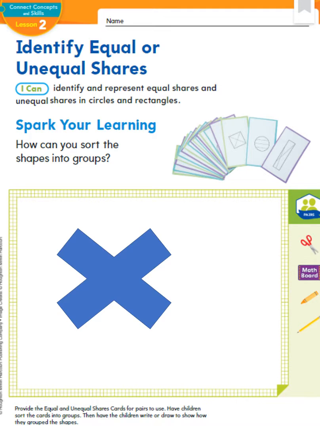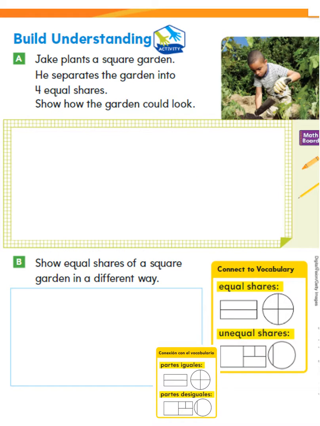Go on to the next page. All right, let's work together to build your understanding. I'm going to read A. Jake plants a square garden. He separates the garden into 4 equal shares. Show how the garden could look. Now the key part here is equal shares.